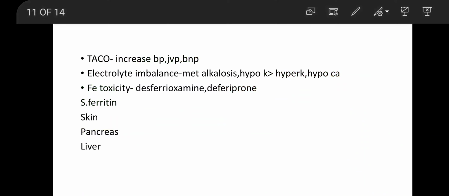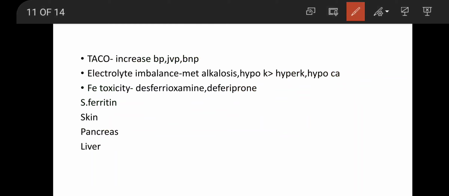You have another condition called TACO, transfusion associated circulatory overload. Suppose you give a blood transfusion to a patient, and when you look, the BP is elevated, the patient is having respiratory distress, and crepitations are heard. That is TACO. There is circulatory overload. So how to differentiate? Crepitations you can get in both, with both lungs affected. But BP will be high and JVP will be high in TACO.